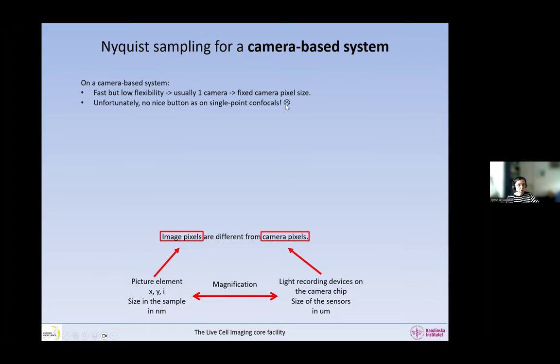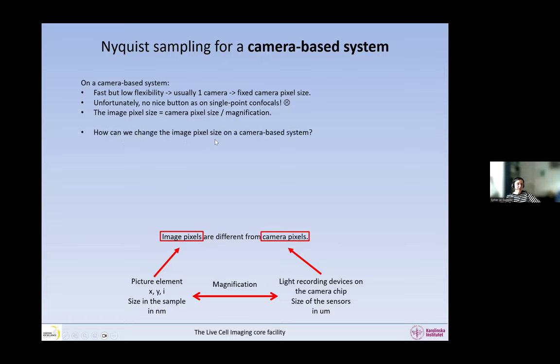Unfortunately, there is no nice button as on single point confocals. Partly it is because we cannot do much more with the camera we have and the pixels it has. We are stuck with the camera we have. So the image pixel size is the size of the camera sensors divided by the magnification. This is the relationship between these two.